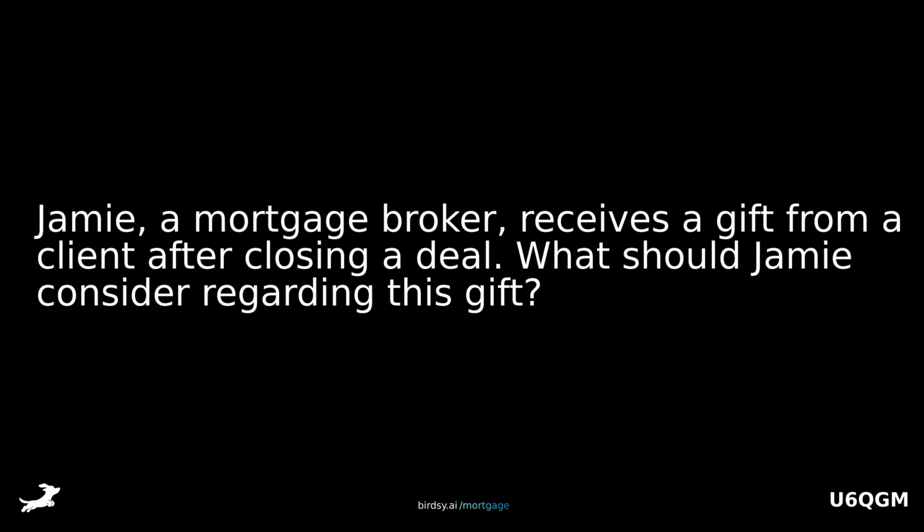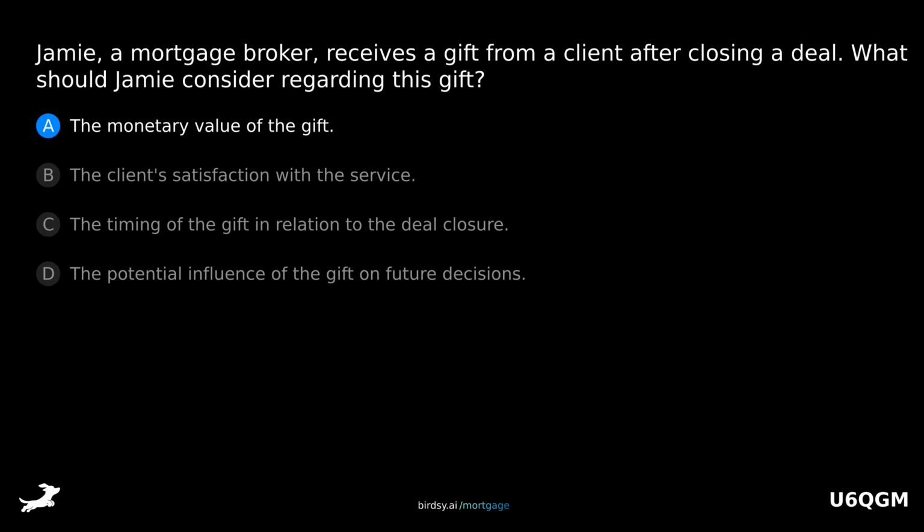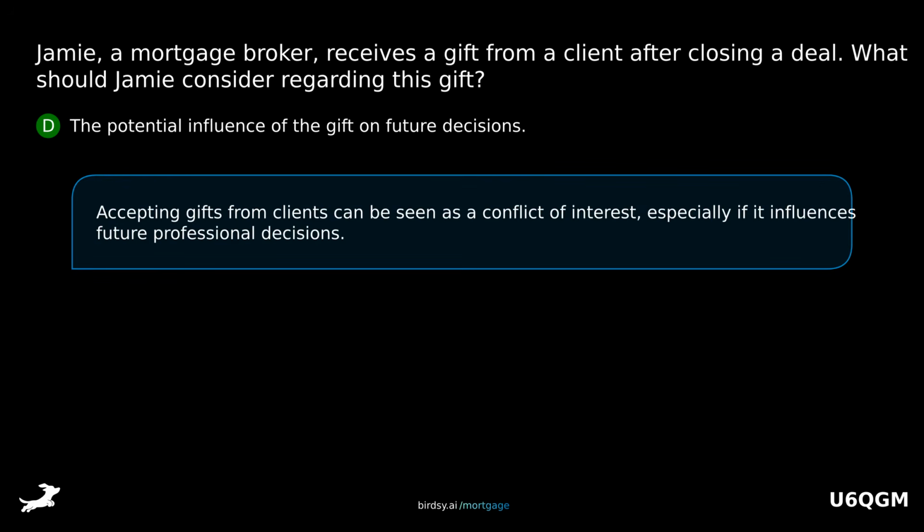Jamie, a mortgage broker, receives a gift from a client after closing a deal. What should Jamie consider regarding this gift? Is it A. The monetary value of the gift? B. The client's satisfaction with the service? C. The timing of the gift in relation to the deal closure? Or D. The potential influence of the gift on future decisions? The answer is D. The potential influence of the gift on future decisions. Accepting gifts from clients can be seen as a conflict of interest, especially if it influences future professional decisions.